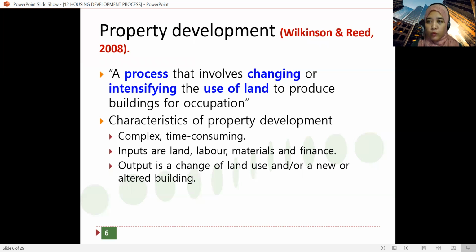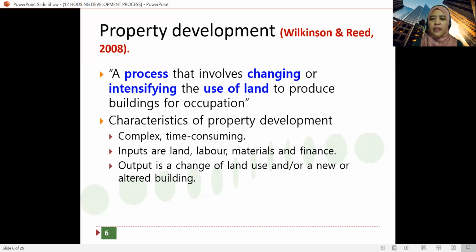Okay, it's a process. So mana-mana proses, it will take a long time. Dia tak terus siap a process. Maknanya it takes a long time. Different actors or different people involving many activities. The process that involves changing, menukar or intensifying ataupun menambah the use of land.